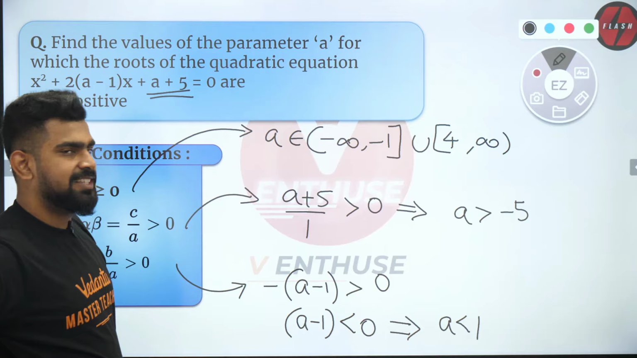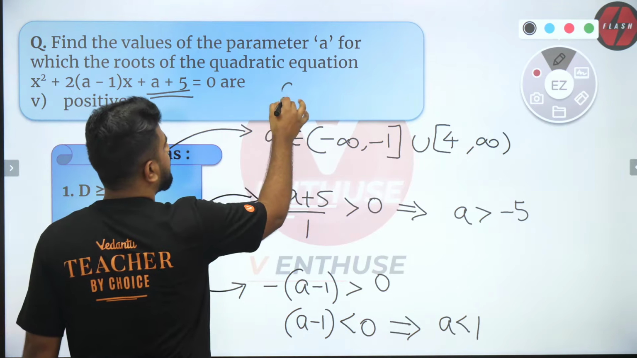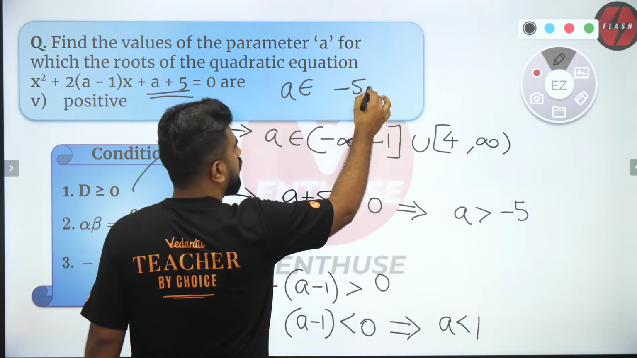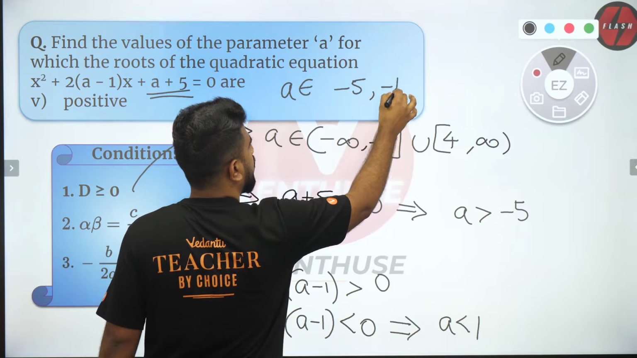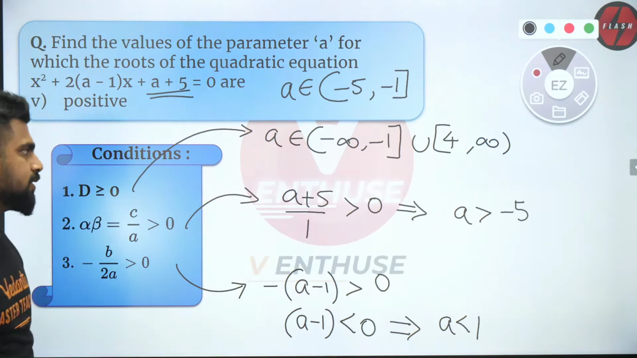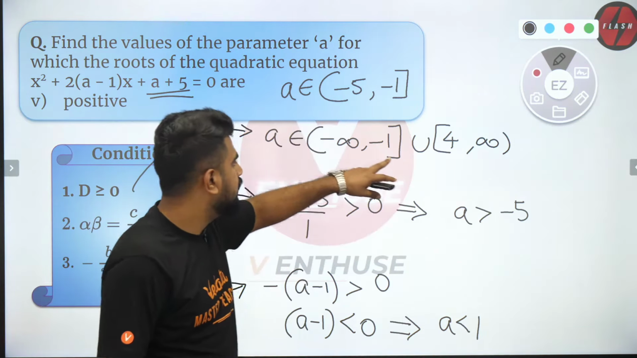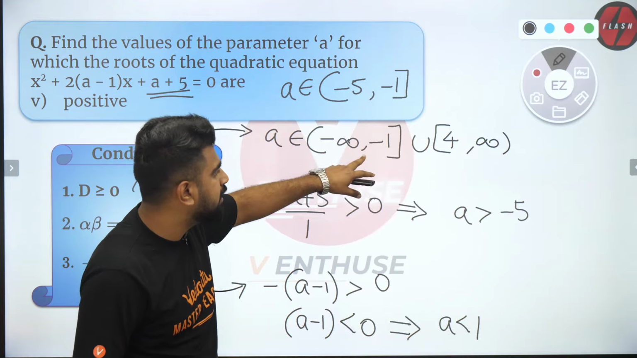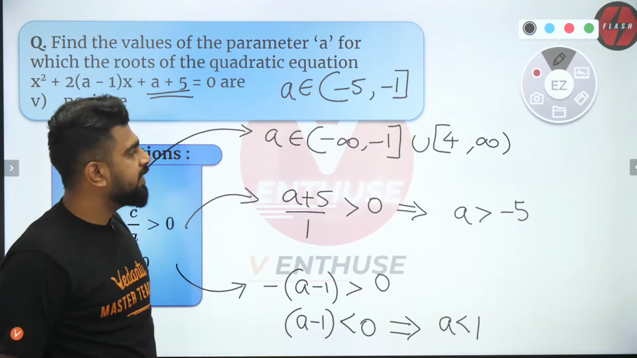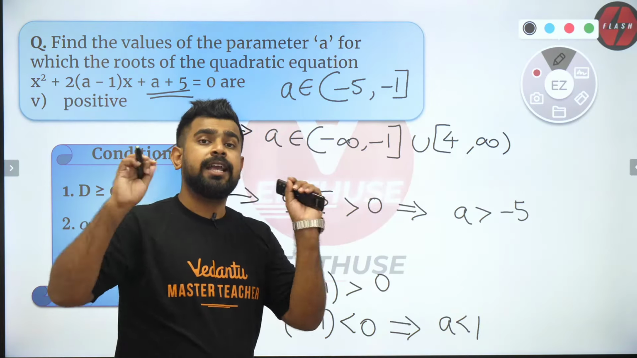The answer is, any idea? Okay, let me write it down. The answer is a belonging to minus 5 to minus 1. I hope everybody got that. Yes, because a has to be greater than minus 5, and there I take the intersection, it will be minus 5 to minus 1, and that satisfies this also. So this is a perfect way to do it. I hope everybody is clear.